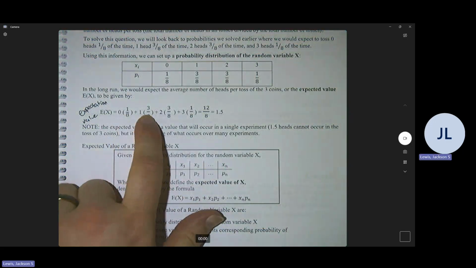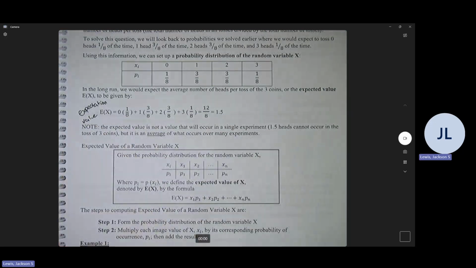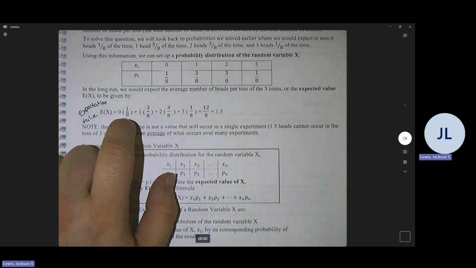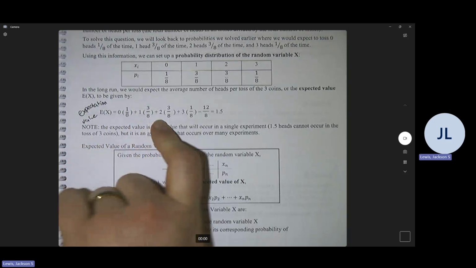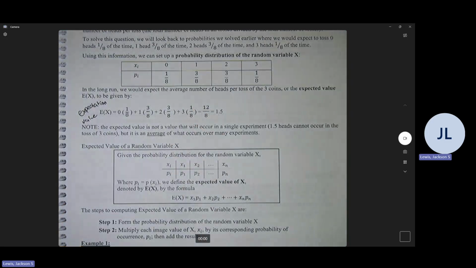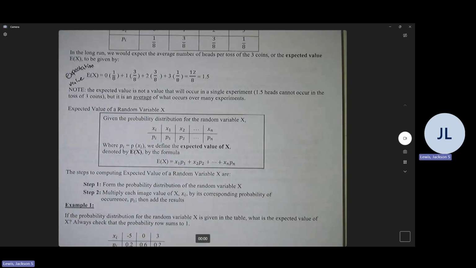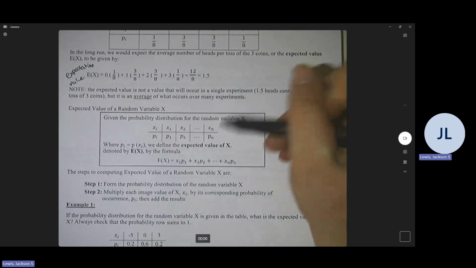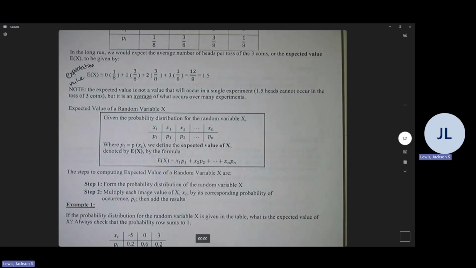And we just multiply all of our probabilities by the random variable that we were assigned to it, right? So the number of 0 heads times its probability plus the number of 1 head times its probability plus the number of 2 heads times its probability, 3 heads times its probability gives us our total value. Cool. Note the expected value is not a value that will occur in a single experiment, right? I can't get 1.5 heads flipped on one turn, but averaging out several turns, that's what it will come out to.